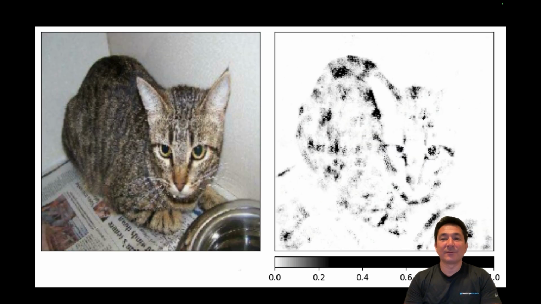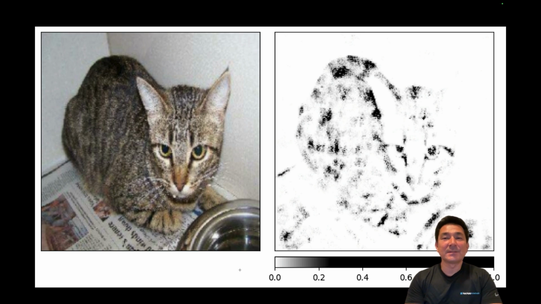Here's the Captum image for our cat classification. Again, you see the original cat picture on the left, and all of the positive attributions the model used in order to classify this cat on the right. You can make out, again, its eyes, nose, ears, and parts of the body of the cat.